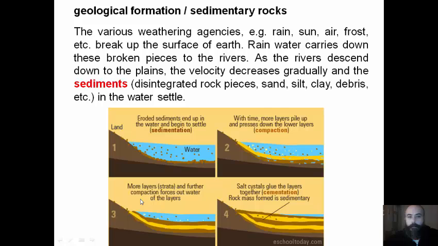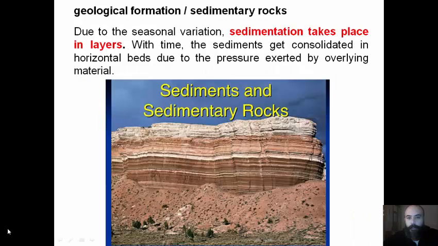Sedimentary rocks. The various weathering agencies like rain, sun, air, frost break up the surface of Earth. Rainwater carries down these broken pieces to the rivers. As the rivers descend down to the plains, the velocity decreases gradually and the sediments, which are disintegrated rock pieces, sand, silt, clay, debris, settle in the water. Due to the seasonal variation, sedimentation takes place in layers.